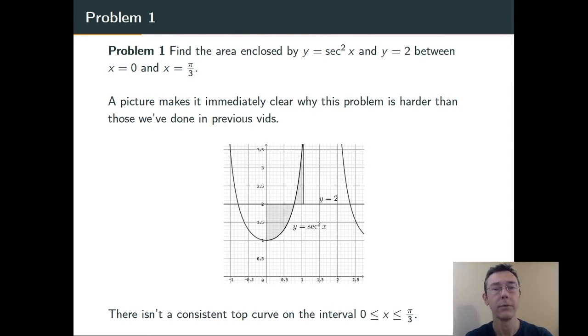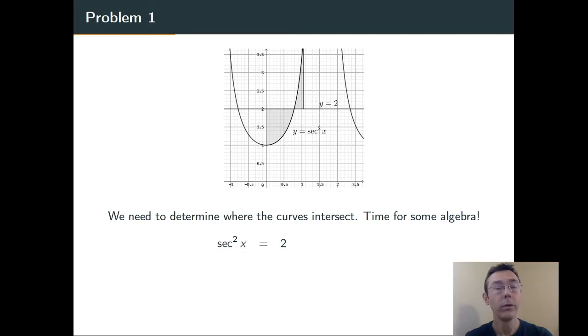Remember, our basic idea for finding areas is to integrate top curve minus bottom curve. So our strategy is going to be to find out where these graphs intersect and then write 2 different integrals, one for the left shaded region, one for the right shaded region. So we set y equals secant squared x equal to y equals 2. Remember that secant is 1 over cosine, so we take the reciprocals and the square roots of both sides. Recognizing that we only care about the answer to this equation between 0 and pi over 3, we get that x is pi over 4, because the cosine of pi over 4 is root 2 over 2, or 1 over the square root of 2.